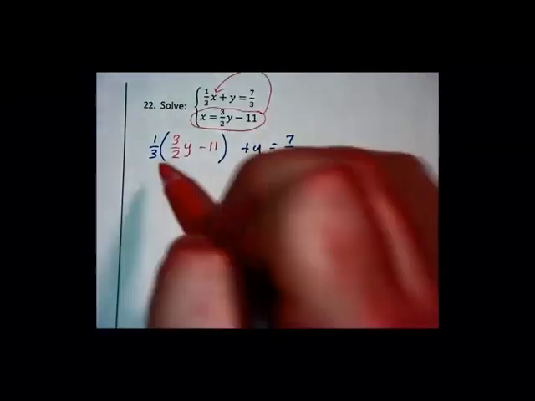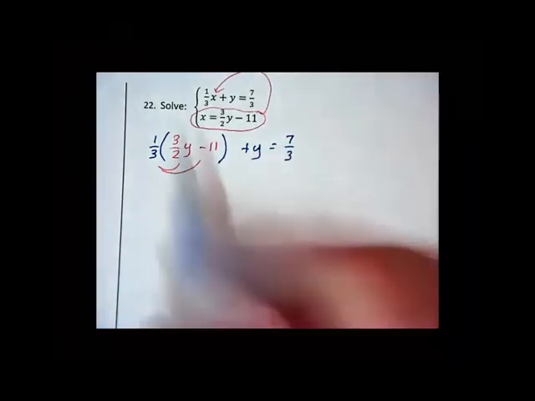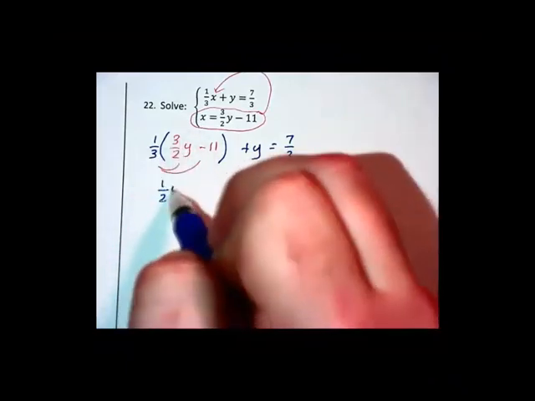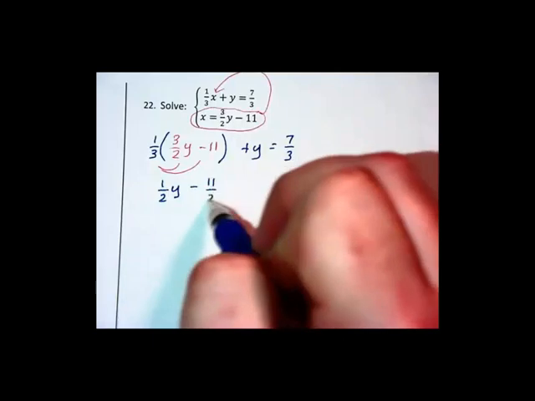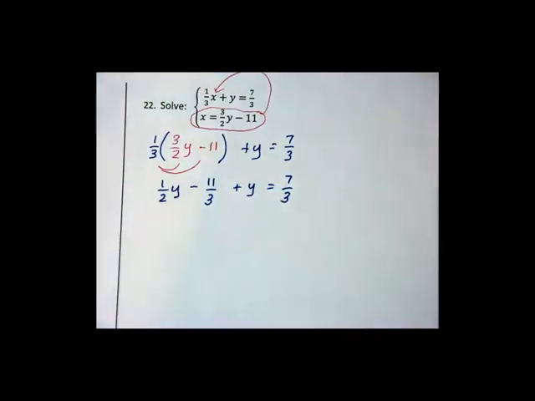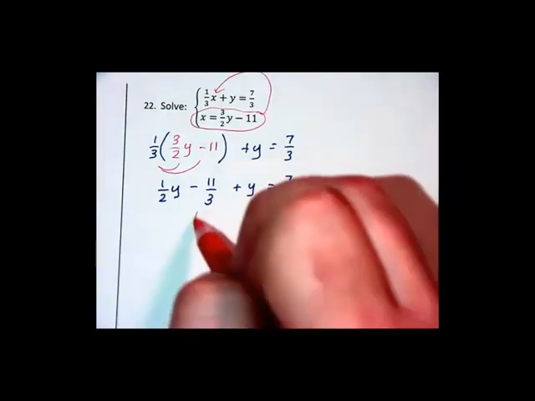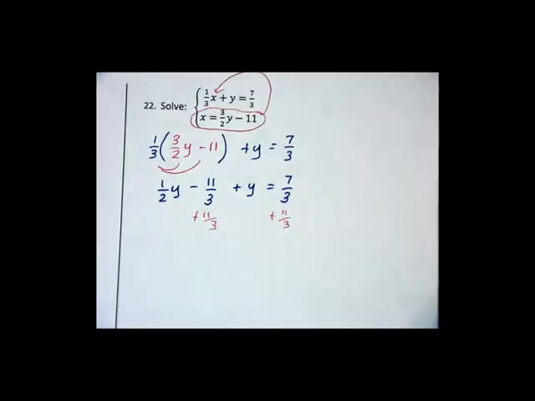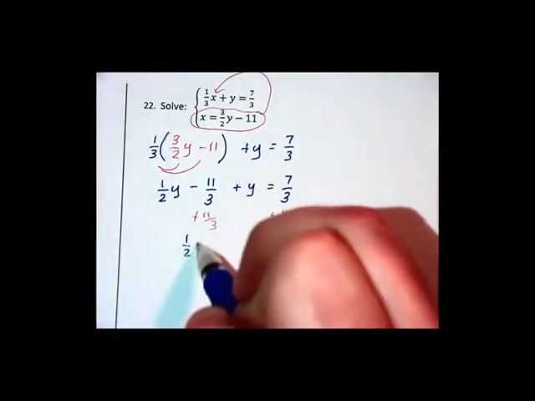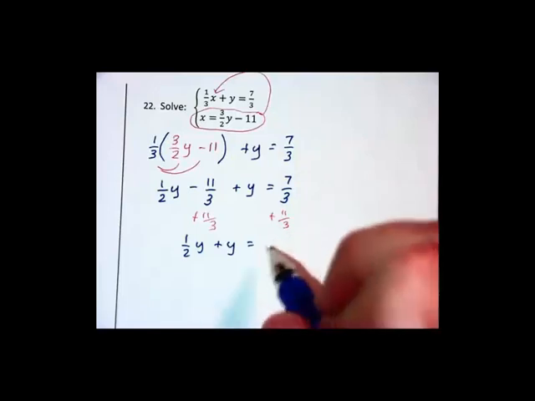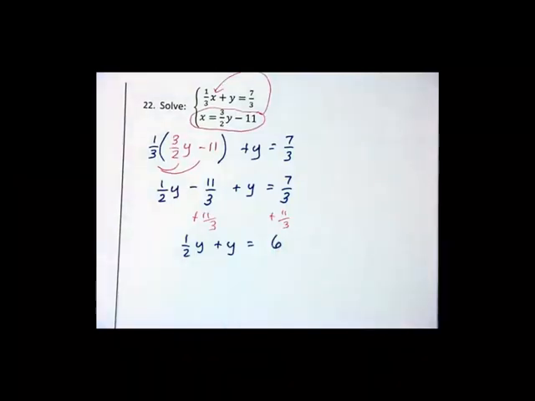So let's do some distribution there on the left. First off, when we do our first multiplication, the 3's cancel, just leaving 1/2 y minus 11/3 plus y equals 7/3. Now I don't like the fractions here. I could multiply through. I'm actually still going to add 11/3 to both sides. That's going to be kind of nice. Because doing that, I'm going to have 1/2 y plus y equals 18/3, and 18 divided by 3 is 6. So that's just a nice clean 6.